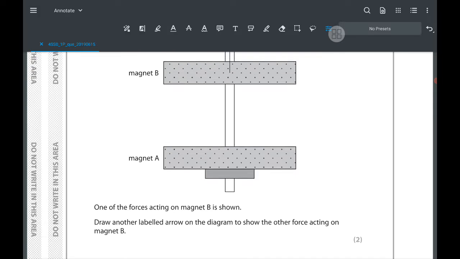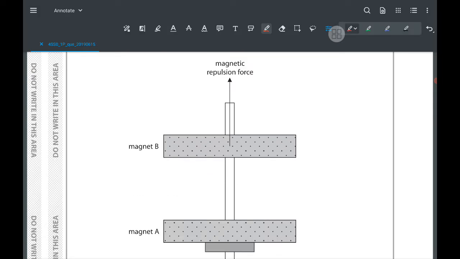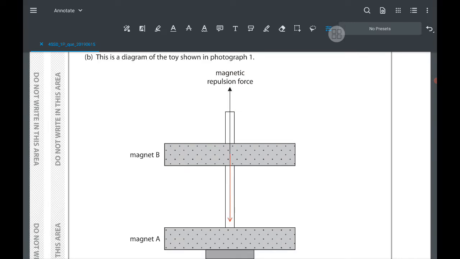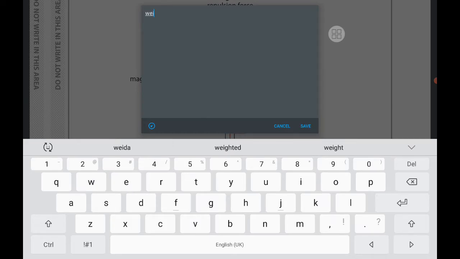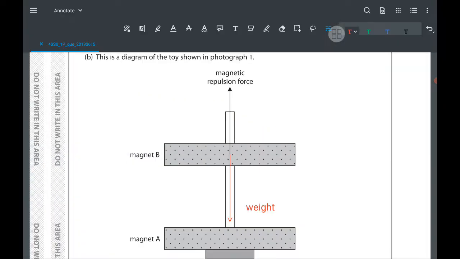So we already know that this magnet is balanced in this case. Due to that reason, we know that the same force will be applied. So we want equal sized arrows to be there. This arrow size should be similar to the upward arrow. And this should be weight. Okay, moving to next question.